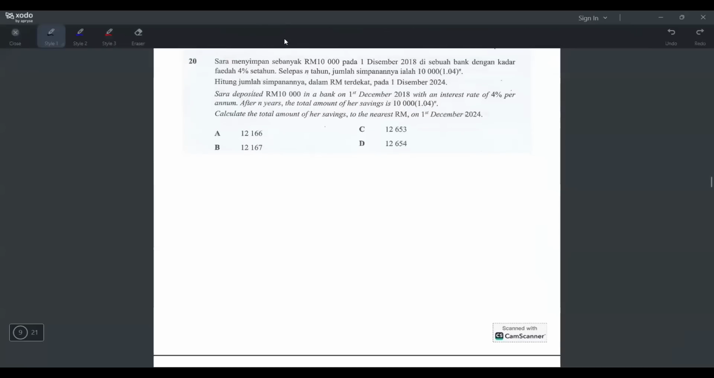Okay, let's do number 20. Sarah deposits 10,000 in the bank on 1st December 2018 with an interest rate of 4% per annum. So this is, I think this is installment. Wait, after n years, the total amount of her savings is this. Calculate the total amount of savings to the nearest. Okay. So this one you have to do the Form 3, Chapter 3, the savings and investment chapter. Okay. So how do we do this question?